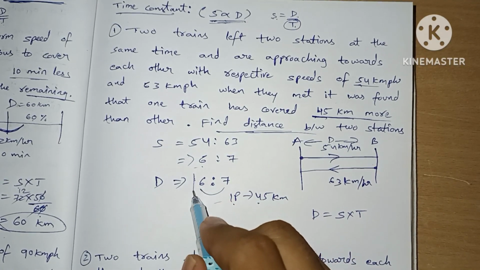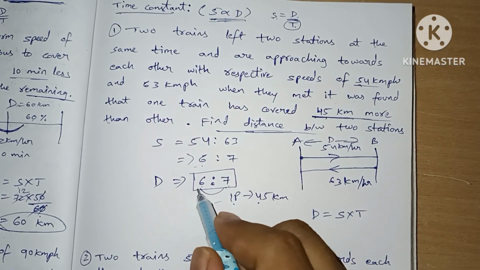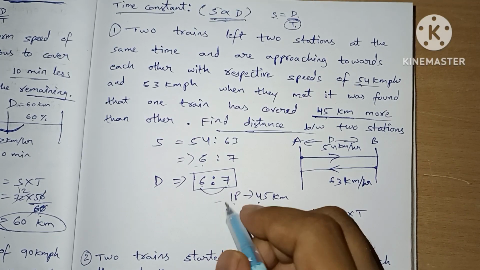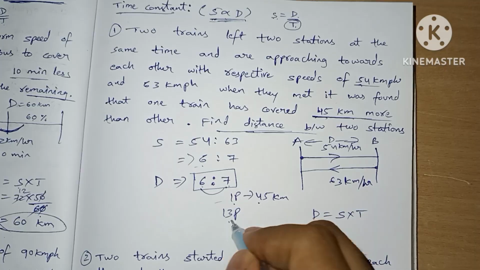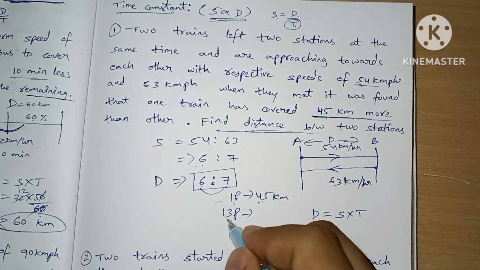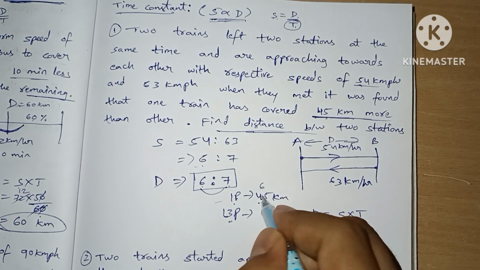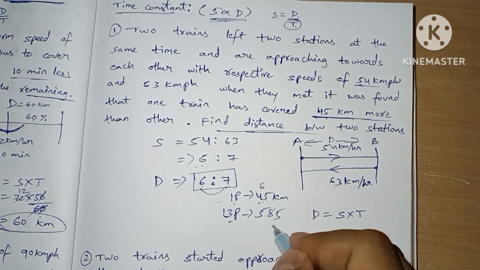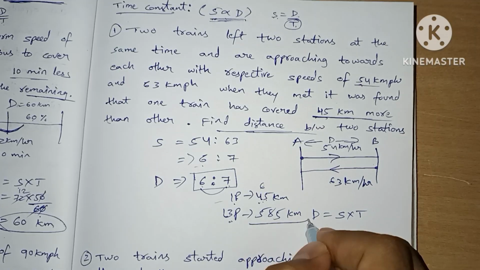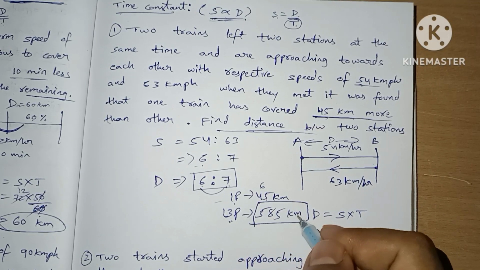The distance is given that 6 is to 7 means 13 parts. The total distance is nothing but the 13 parts. So we need to find the 13 parts value. One part value is 45, so 13 times 45: 13 5 times is 65, 13 4 times is 52, and that gives 585 kilometers. So answer is total distance D equals 585 kilometers.